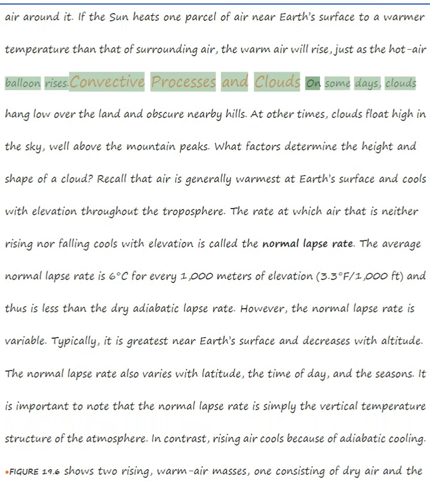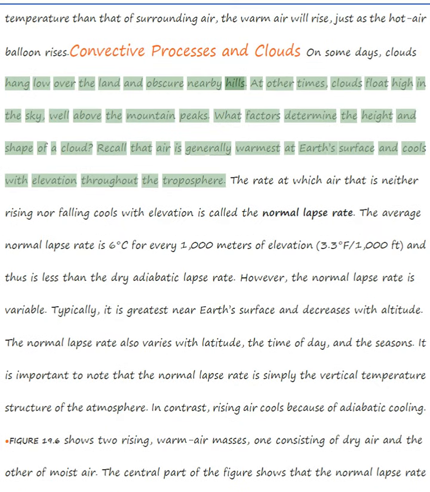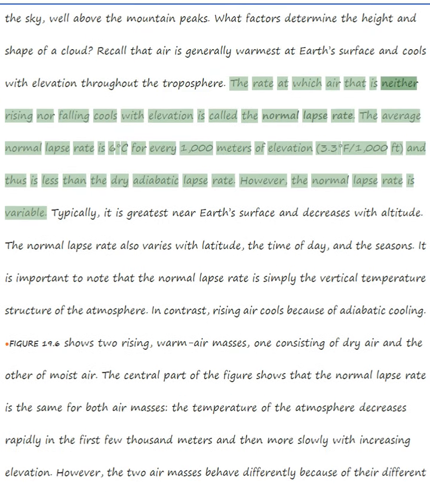Convective processes and clouds. On some days, clouds hang low over the land and obscure nearby hills. At other times, clouds float high in the sky, well above the mountain peaks. What factors determine the height and shape of a cloud? Recall that air is generally warmest at Earth's surface and cools with elevation throughout the troposphere. The rate at which air that is neither rising nor falling cools with elevation is called the normal lapse rate. The average normal lapse rate is 6 degrees Celsius for every 1,000 meters of elevation, and thus is less than the dry adiabatic lapse rate.